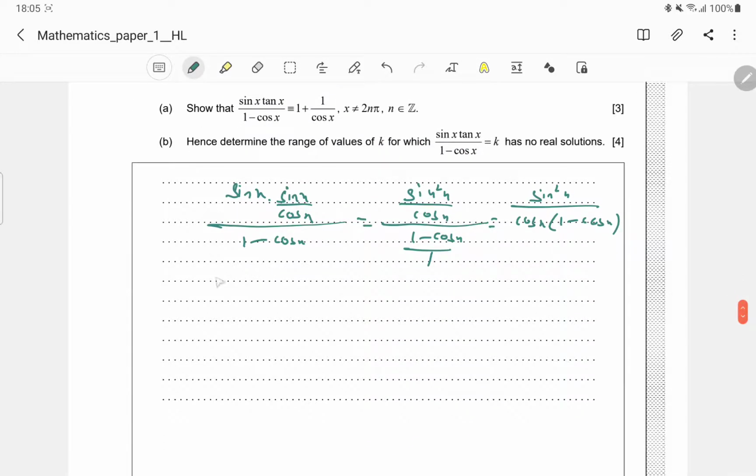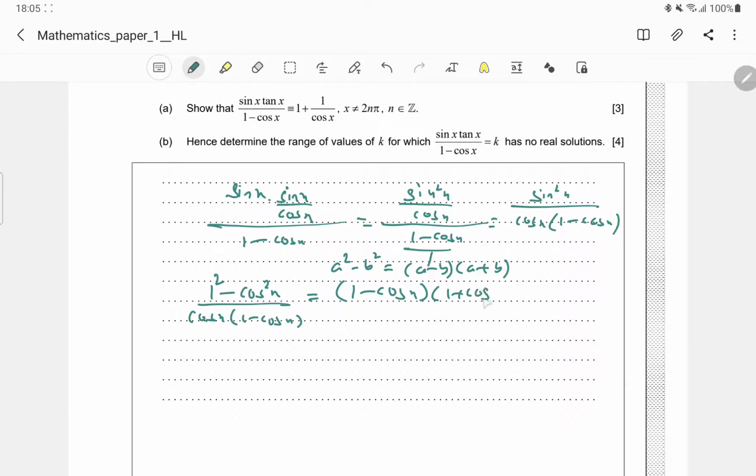So we can write sin square x as 1 minus cos square x over cos x into 1 minus cos x, and 1 can be written as 1 square. So we can use the a square minus b square property, which is a minus b multiplied by a plus b. So it will be 1 minus cos x multiplied by 1 plus cos x over cos x into 1 minus cos x. We can simply cut this, so we're left with 1 plus cos x over cos x. We will split the two parts. So 1 over cos x plus cos x over cos x will be 1. So we just showed this.